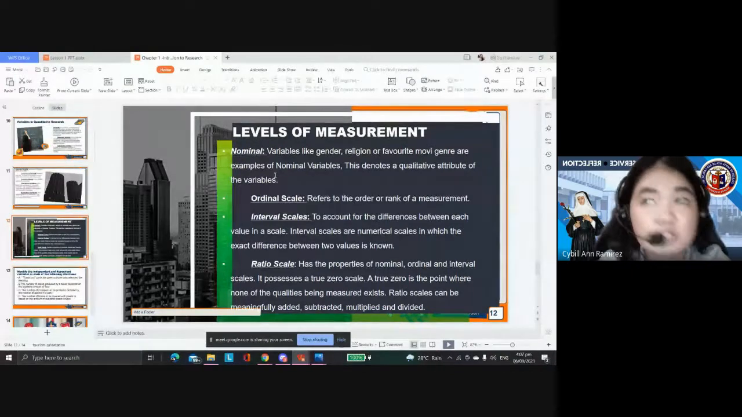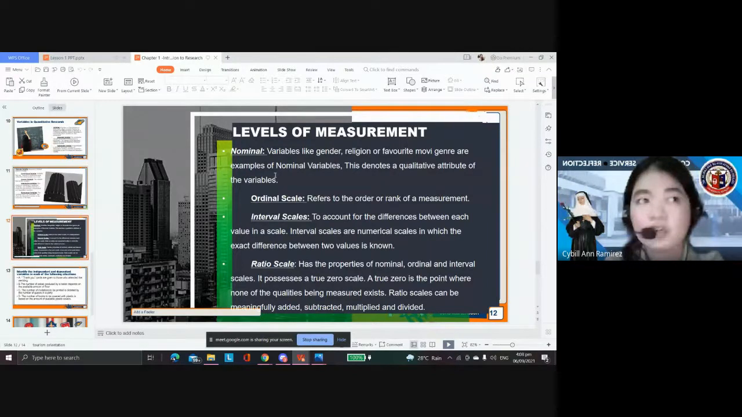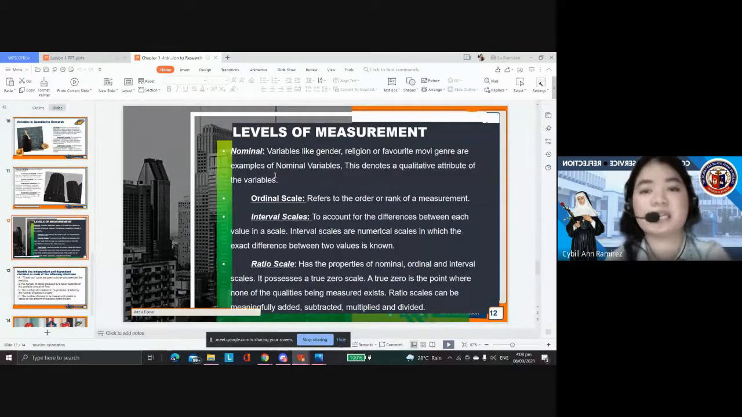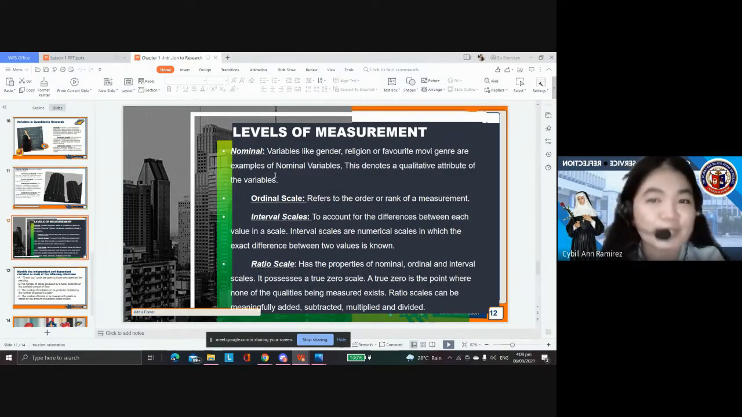So nominal is when you classify each variable according to like gender or religion, movie genre, brand, pwede, no? As long as you cluster them, you don't have to arrange them according to first, second, third, no? That's for ordinal scale. But when you classify them according to genre, gender, or different characteristics, that is nominal. So qualitative attribute ang iyahang kind of variable because it's based on its characteristic. So kani is based on religion, kani based on gender, gi-classify siya according to theme, according to species. That's nominal.